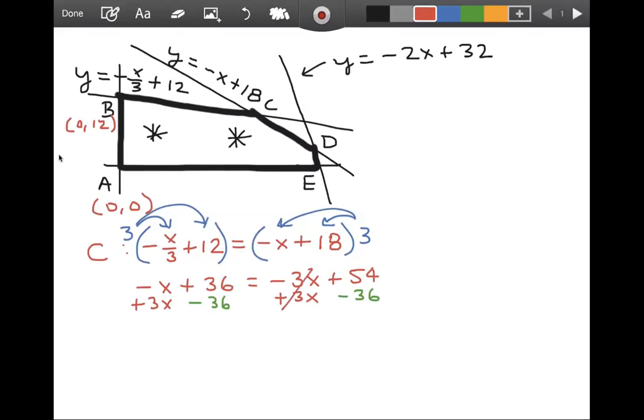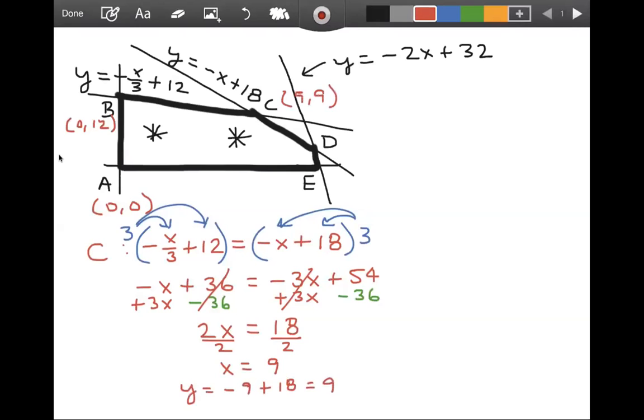So this is going to go away, this is going to go away, and we're going to be left with 2x equals 18, which means x equals 9. All right, so the x coordinate of that point is 9. To get the y coordinate, we just substitute that x value into either one of the equations. I think I will pick y equals negative x plus 18. Since x is 9, that gives us y equals negative 9 plus 18, which is 9. All right, so x is 9, y is 9. Vertex C is the point 9, 9.